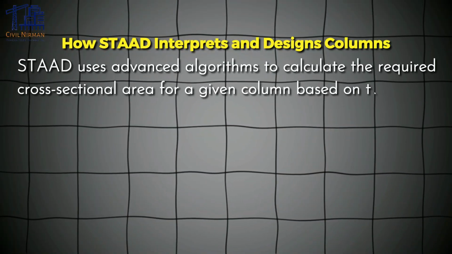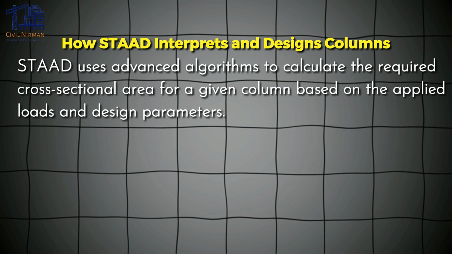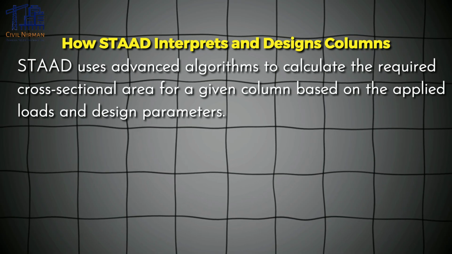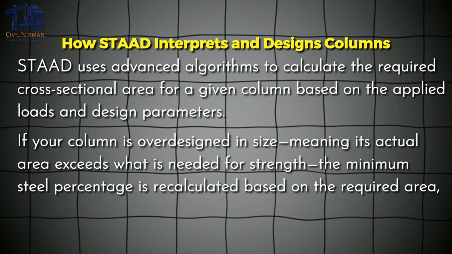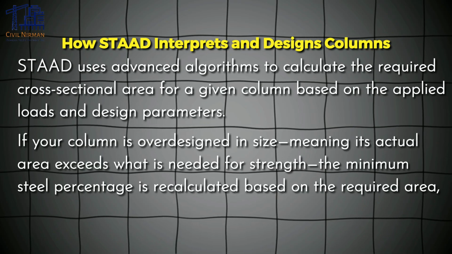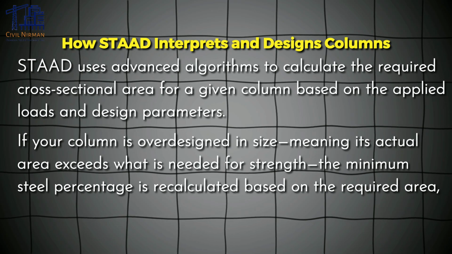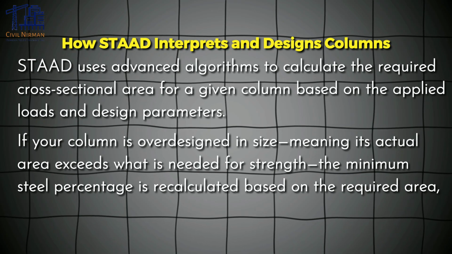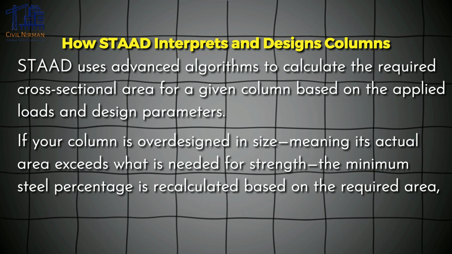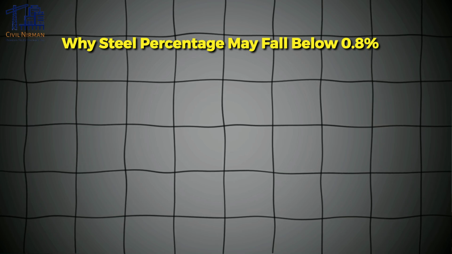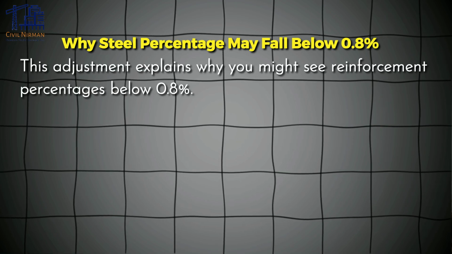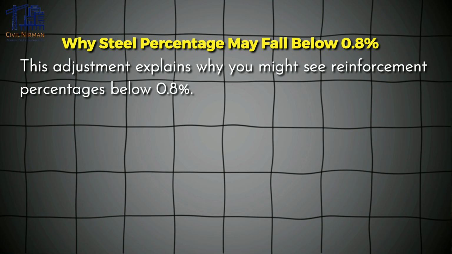Now let's understand how STAAD interprets and designs the column. See, STAAD uses advanced algorithms to calculate the required cross-sectional area for a given column based on the applied loads and design parameters. So if your column is over-designed in size, meaning its actual area exceeds what is needed for the strength, the minimum steel percentage is recalculated based on the required area and not based on the actual dimensions. So you might have a question why steel percentage may fall below 0.8%. See, this adjustment explains why you might see reinforcement percentage below 0.8%.